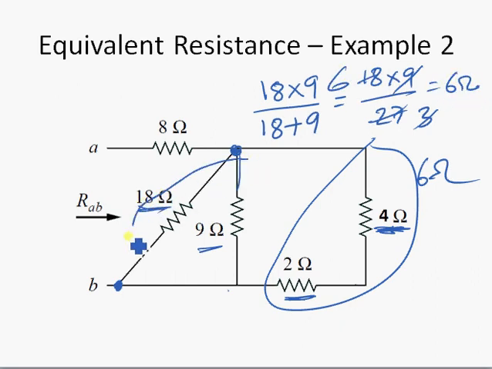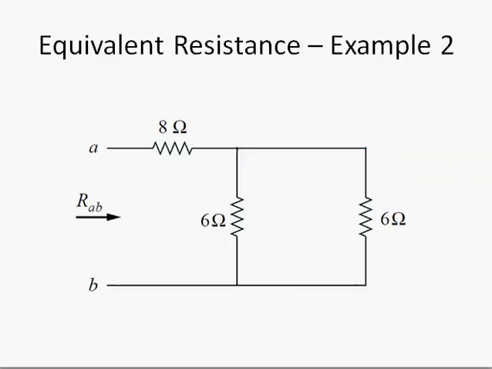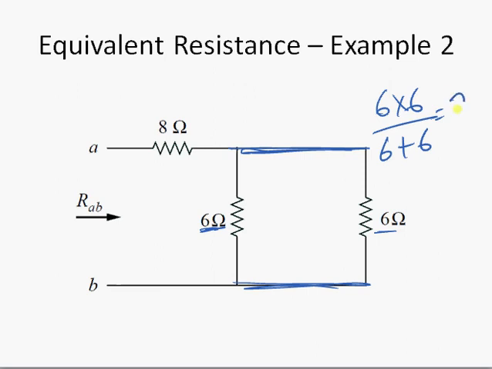Okay, so what we end up with now is a 6 ohm resistor in parallel with a 6 ohm resistor. Let's look at that. They share a common node on both sides, so they're in parallel. Since those are two 6 ohm resistances, we end up with 6 times 6 divided by 6 plus 6, which is 36 over 12, which is 3. So this can be replaced with simply a 3 ohm resistor. So this is what we have.